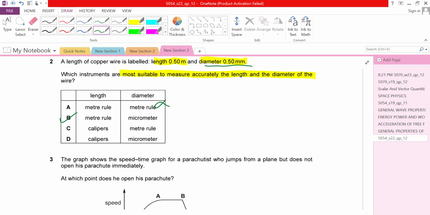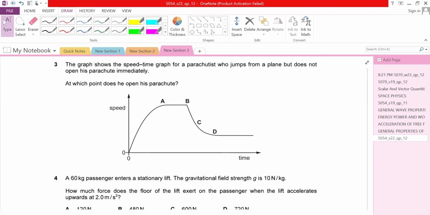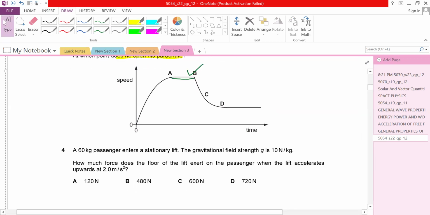Then question number 3. The graph shows the speed time graph of a parachutist who jumps from a plane but does not open the parachute immediately. At which point does he open the parachute? You can see that up to point A the speed is increasing. Then from point A to point B, the person has reached terminal velocity. And then at point B, he has opened his parachute, and now he's falling and his velocity is decreasing. So the correct option is B.